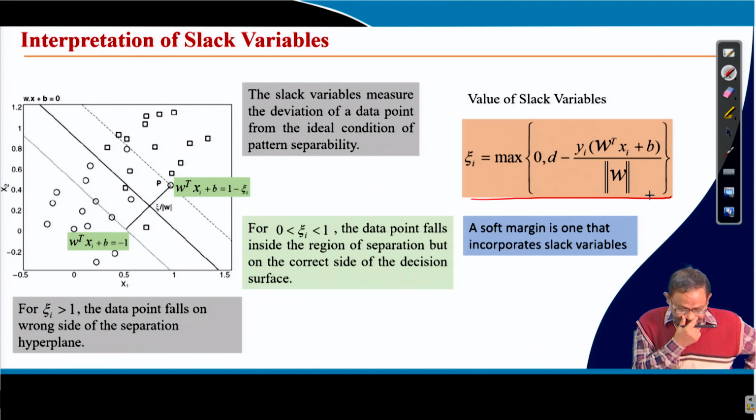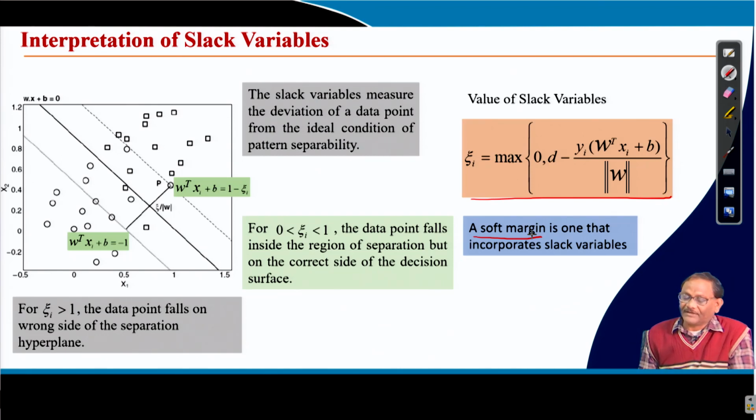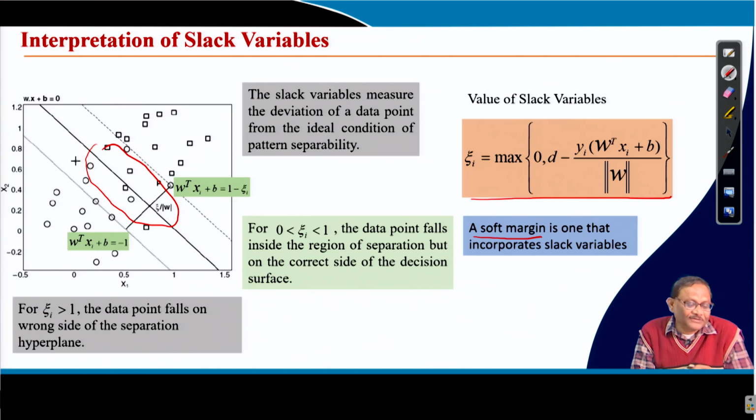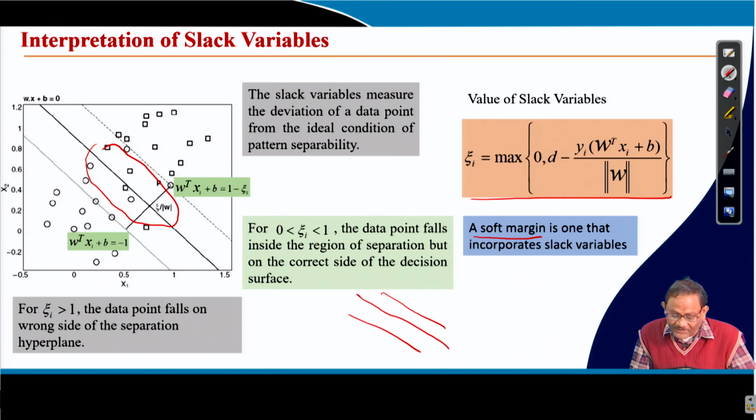Now if the margin introduces slack variables, or if the margin contains those observations, then this kind of margin is called a soft margin. So what is a soft margin? A soft margin is one that incorporates slack variables. But if it is completely separable, with no data points inside, then you can say this is a hard margin. In a hard margin, nothing will be within this margin. In a soft margin, yes, things will be there.